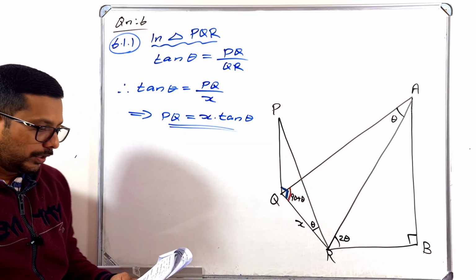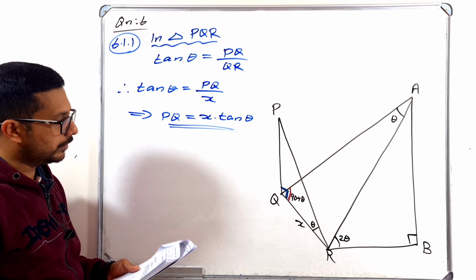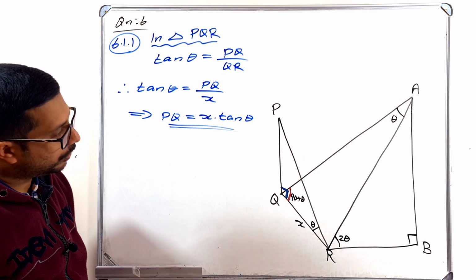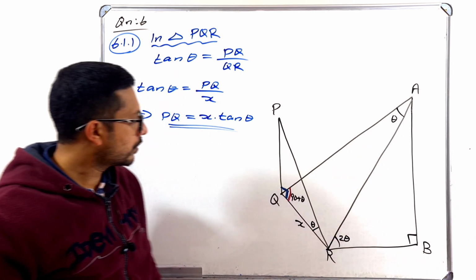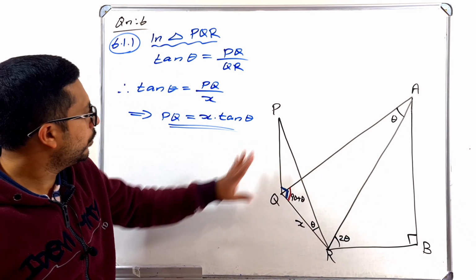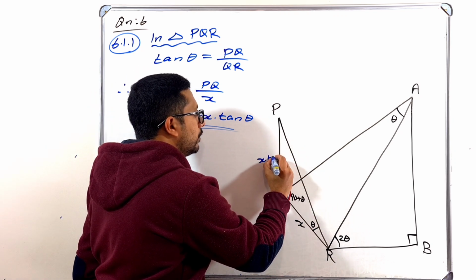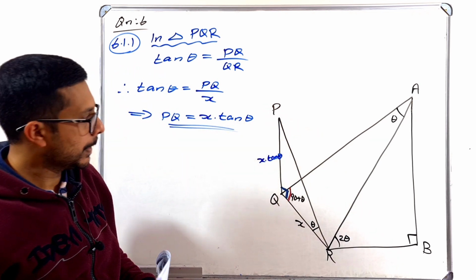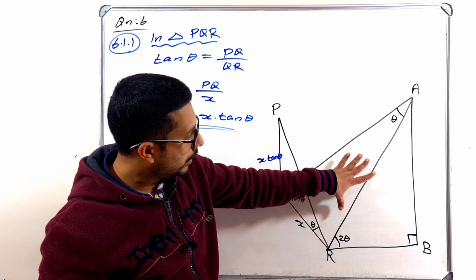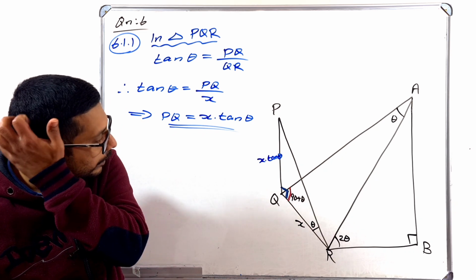What is that question? AR. You have to find AR in terms of x and theta. Where is this AR? Oh, AR is here. So what is PQ? X tan theta. Let me write it here. X tan theta, that is our PQ. So we have to find AR in terms of x and theta.